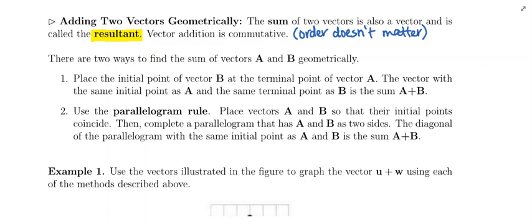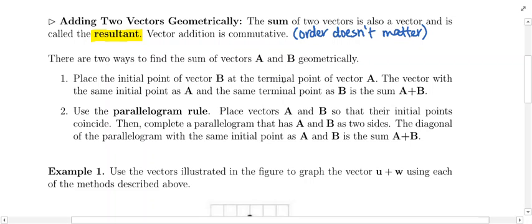It's a little confusing. But basically what this method 1 is saying, if you're doing a plus b, you're first going to graph out vector a. And then at the terminal point of vector a, you are going to place the initial point of b. And then you would just graph vector b. And then the sum is going to be the vector that has the same initial point as a and the same terminal point as b.